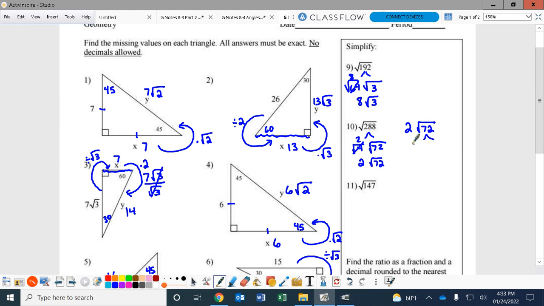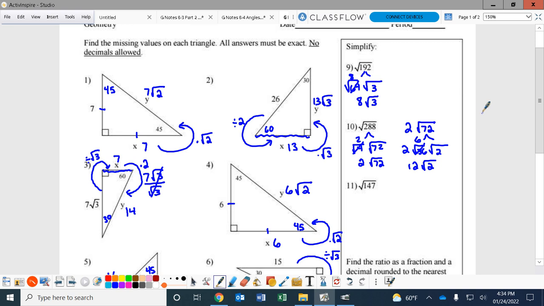72 will break down again, so you'll have the 2 out in front, and then the square root and square root. You could do 9 and 8, you could do 36. We've done 72 before. It breaks down in lots of different ways. 36 and 2 is probably the easiest way. The square root of 36 is 6, and remember when the number's on the outside you multiply them, so that'd be 12 square roots of 2.